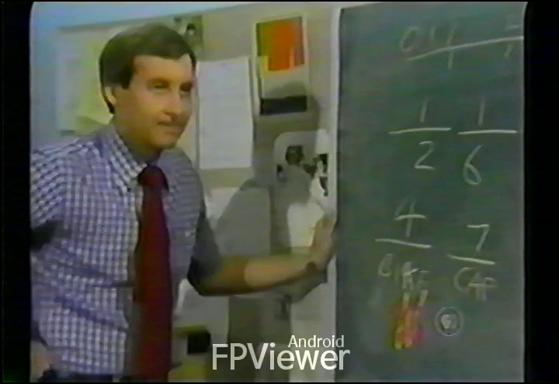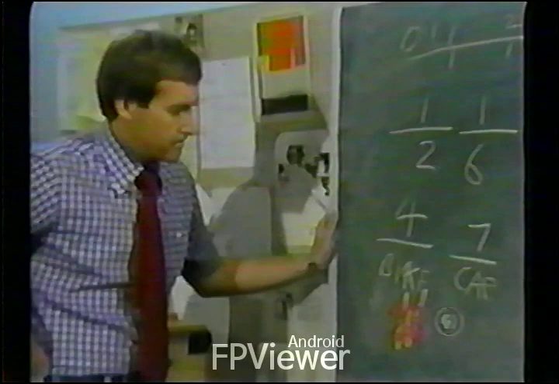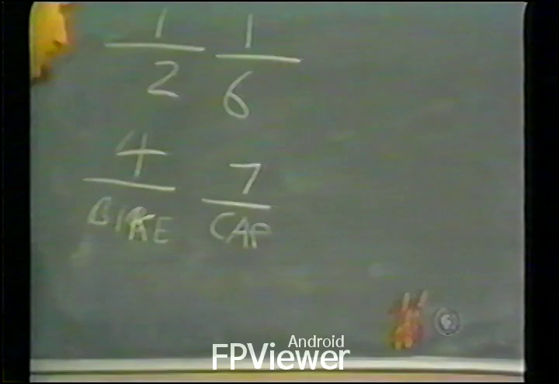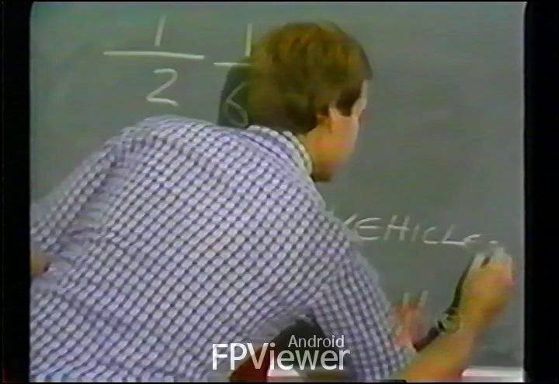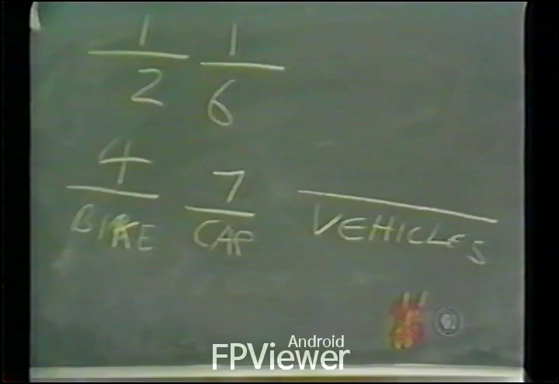Exactly. Then you can show them why you need to find common denominators, like we did with the sixth on the chart. You mean that if you try to add four bikes and seven cars, you come up with nothing? Right. But if we change the name to vehicles, which will be our common denominator, we can add them. Four vehicles plus seven vehicles equals 11 vehicles.